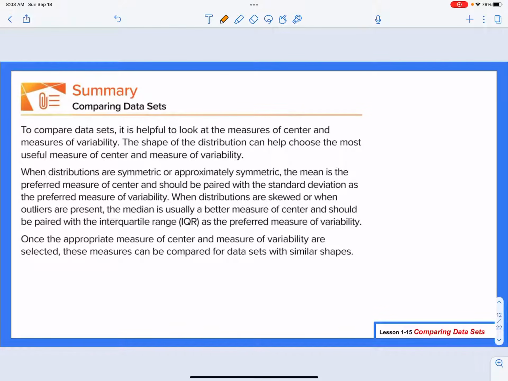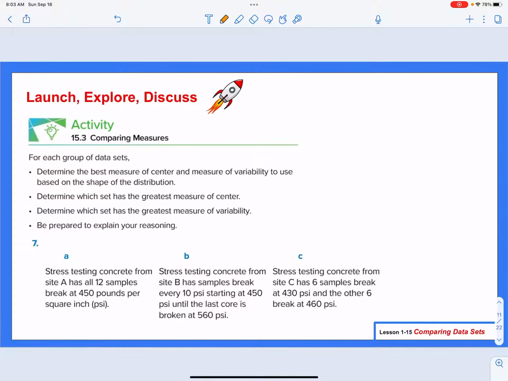I don't know. Last one. All right. Stress testing concrete from site A has all 12 samples break at 450 pounds per square inch.